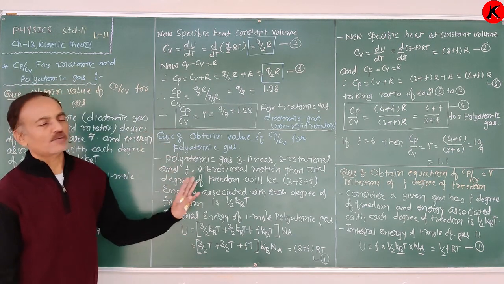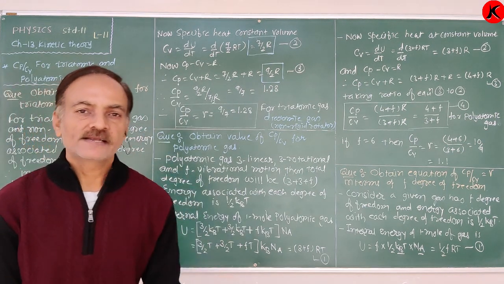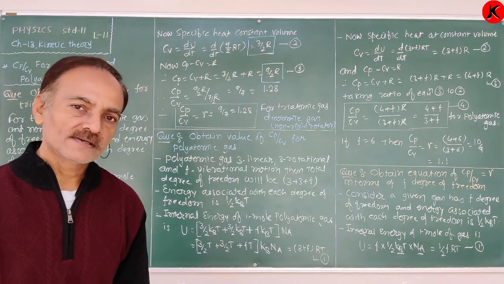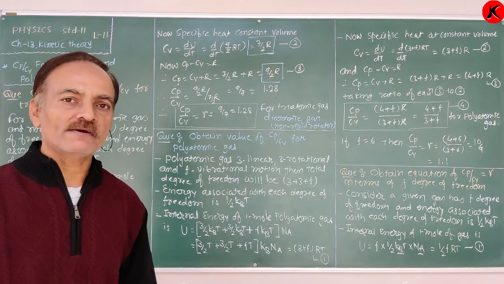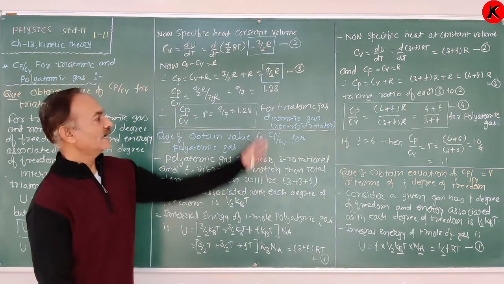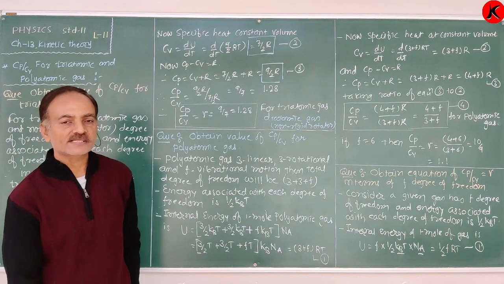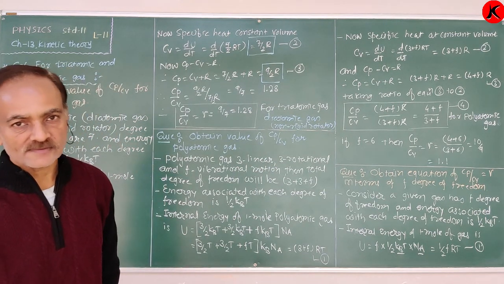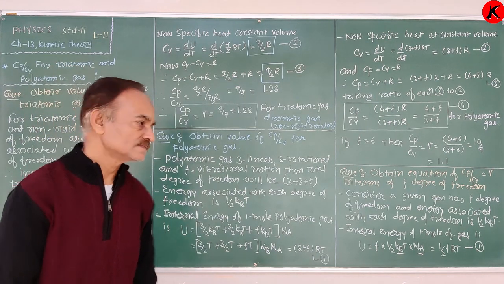All are the same, only we have to substitute the value of the degree of freedom f. The other methods are the same, whatever we perform for monoatomic and diatomic with rigid rotator, and here there is the diatomic with non-rigid rotator. Any one may be asked for the 2 marks question. That is important.